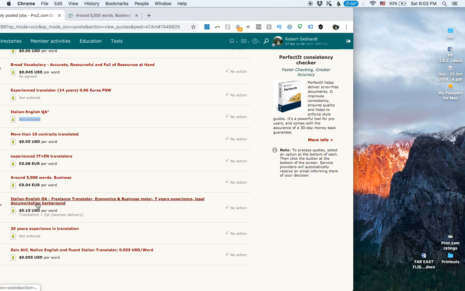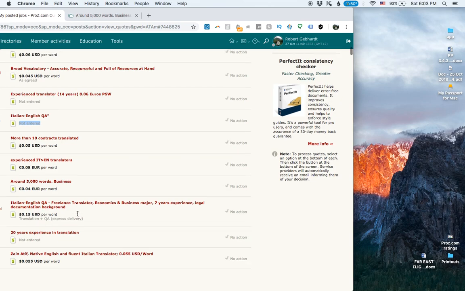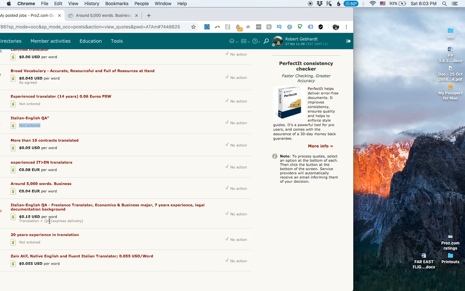And then here's the last one, which has quite a high price actually, probably because it's a rush job, express delivery. Also plus QA. I just wanted QA in the title, because that's part of the title of the business document that needs to be translated. I don't know what that means exactly.